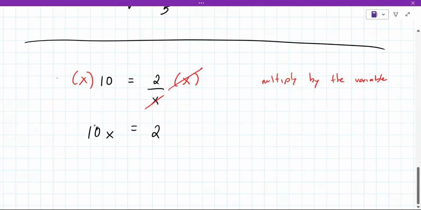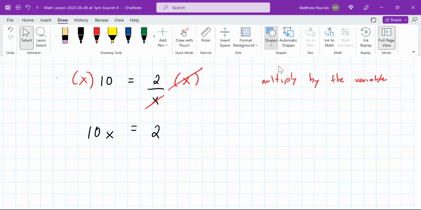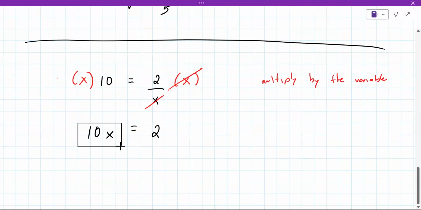What number is multiplying x on the left? You should divide by the number that's multiplying x. What number is multiplying x? 10. So you divide by the same number. What number should you divide by? 10. Okay. x equals 0.2 or 1/5.